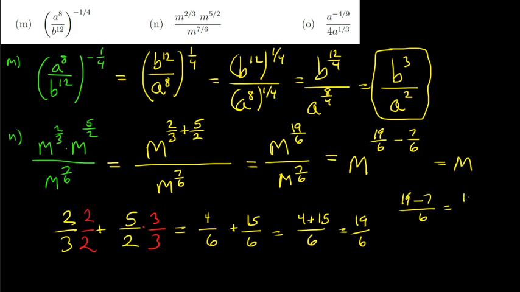19 minus 7 is 12, and 12 divided by 6 is 2. So that's the exponent, right? So this is m to the power 2, or just m squared.